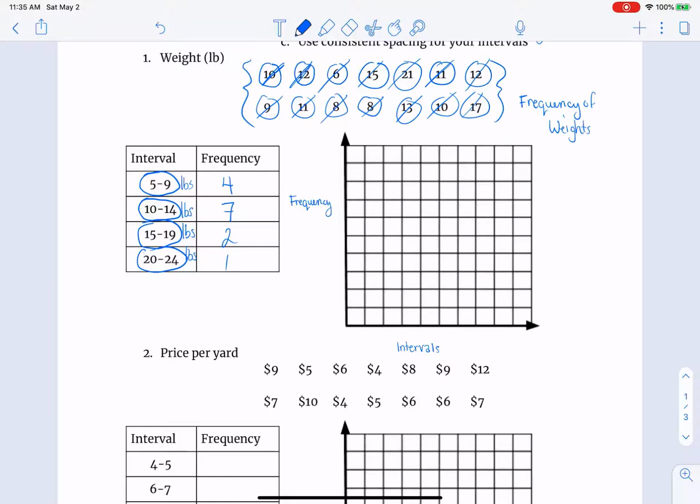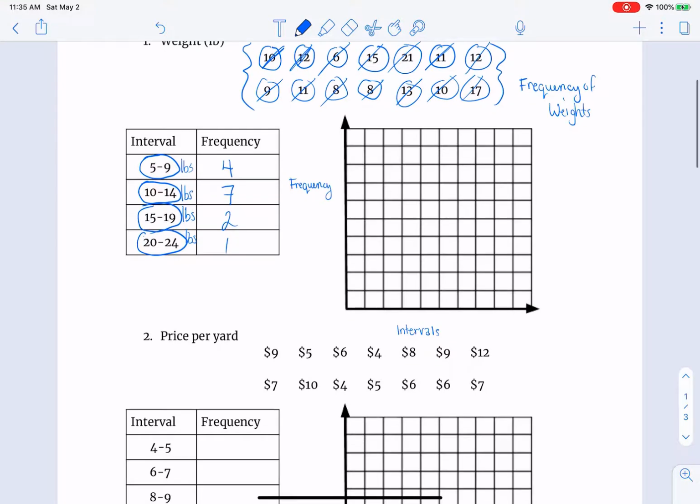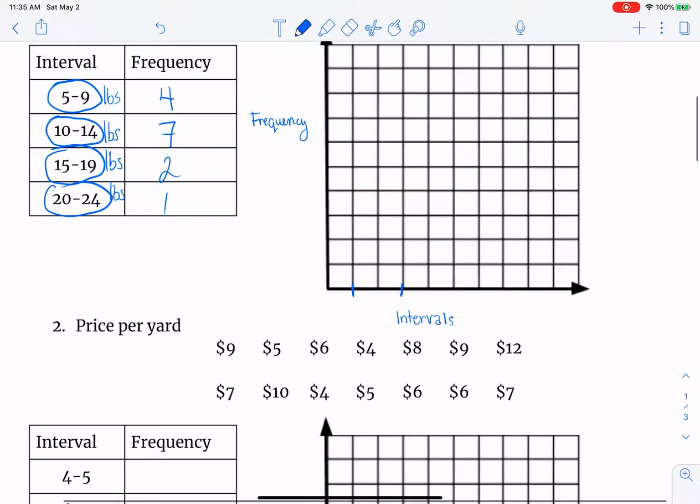So in this graph, do we have enough space to make them each 2 wide? Looks like we do, because this could be our first interval. So I'm going to zoom in a little bit. Our first interval would be the 5 to 9 pounds. And then our second interval would be 10 to 14 pounds. Third interval would be 15 to 19 pounds. And our last interval would be 20 to 24 pounds. So you don't have to make them 2 squares wide. We could have done each like 1 square, but I think it's prettier if the intervals are a little bit wider. But that's just a preference.